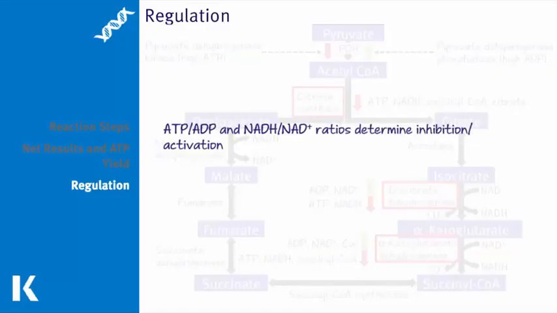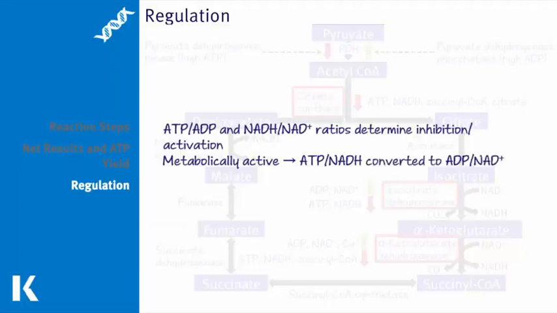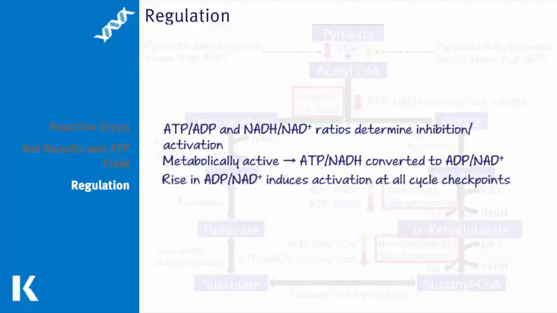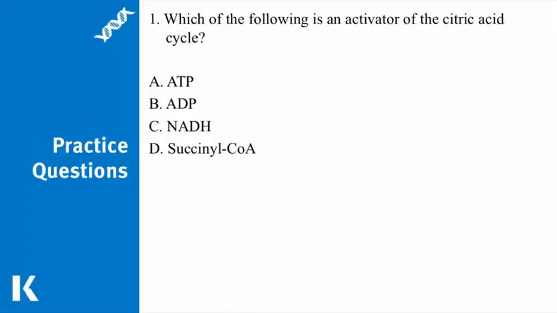ATP and ADP ratios and NADH and NAD+ ratios are the strongest determining factors in whether the cycle is inhibited or activated. This makes sense, as when a cell is metabolically active, ATP and NADH are being converted to ADP and NAD+. But this rise in those levels would activate the enzymes at the checkpoints, leading to increased production of ATP and NADH. Now let's apply the information about the citric acid cycle. Go ahead and answer question number 1.